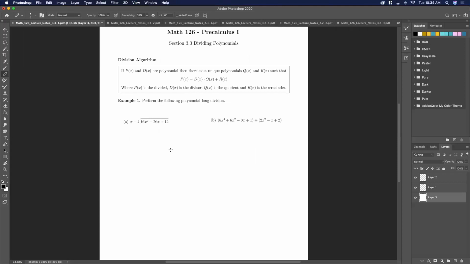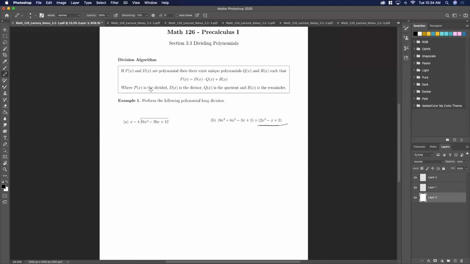We're going to divide longhand twice, and then I'm going to show you how to do it quickly. For something like this, you have to do longhand. For something like this, you can do it quickly using synthetic division. I'll show you how to do that. So let's just get some names out of the way. All of these are polynomials: this polynomial, this polynomial, this polynomial.